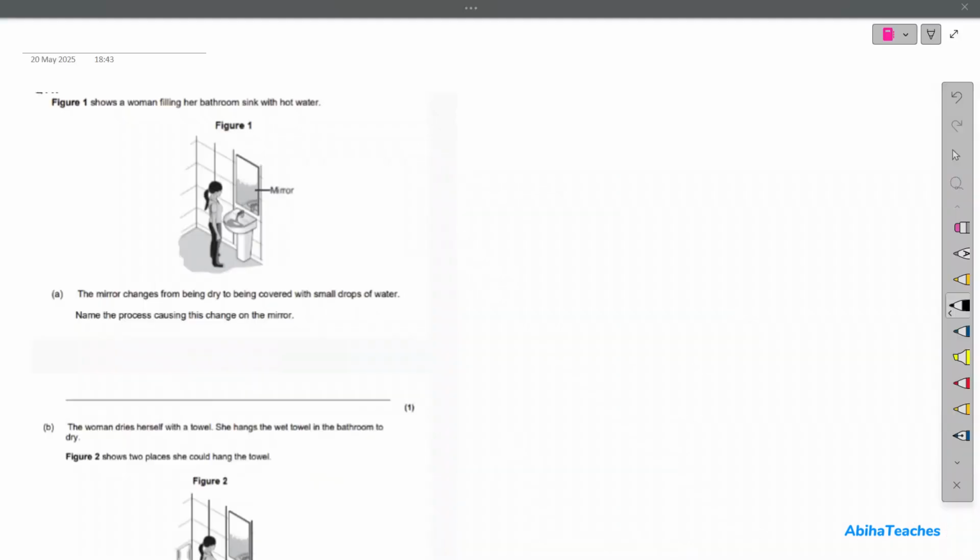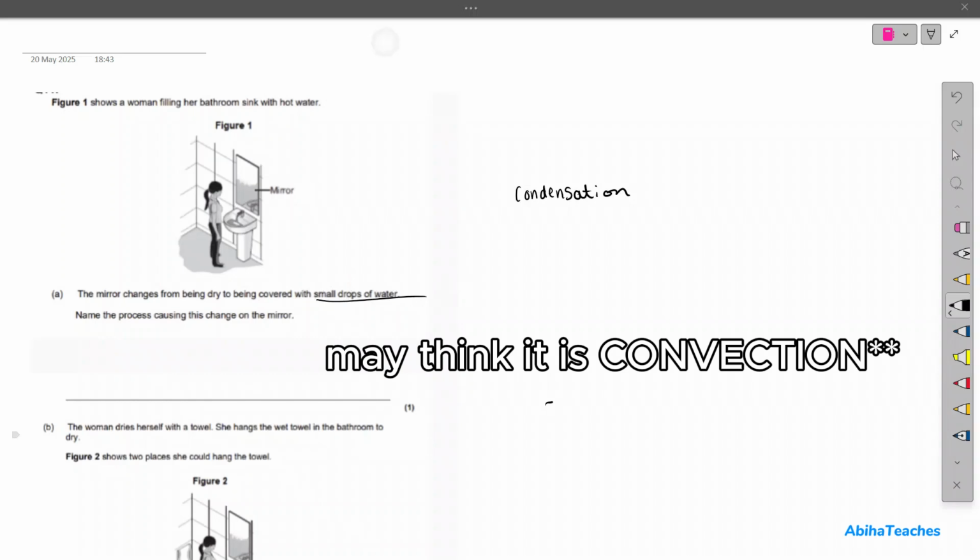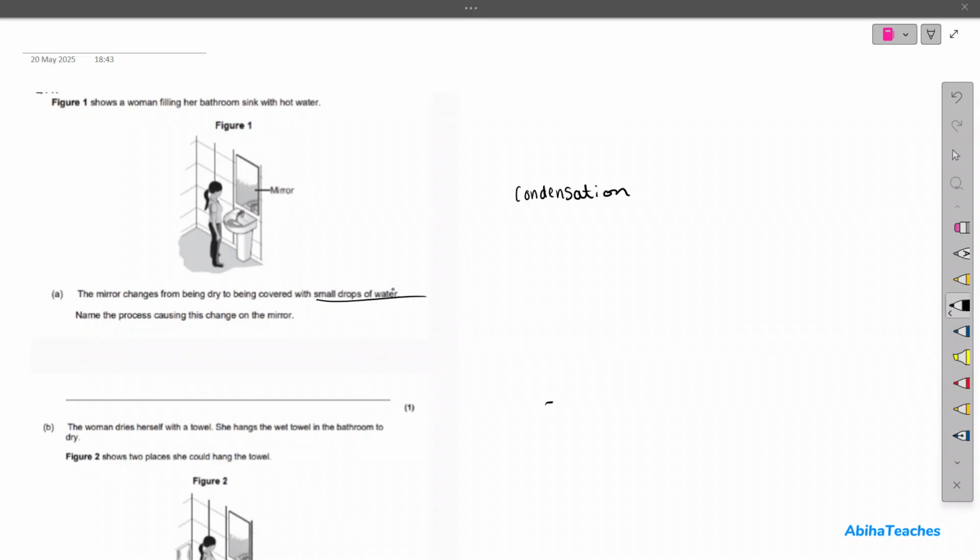Figure 1 shows a woman filling her bathroom sink with hot water. The mirror changes from being dry to being covered with small drops of water. Name the process causing this change on the mirror. Now, initially, when looking at this question, you might actually think that it is condensation. However, it tells us that the mirror is being converted into small drops of water. If they are drops, this is a solid. So, therefore, this must mean that it is conduction.